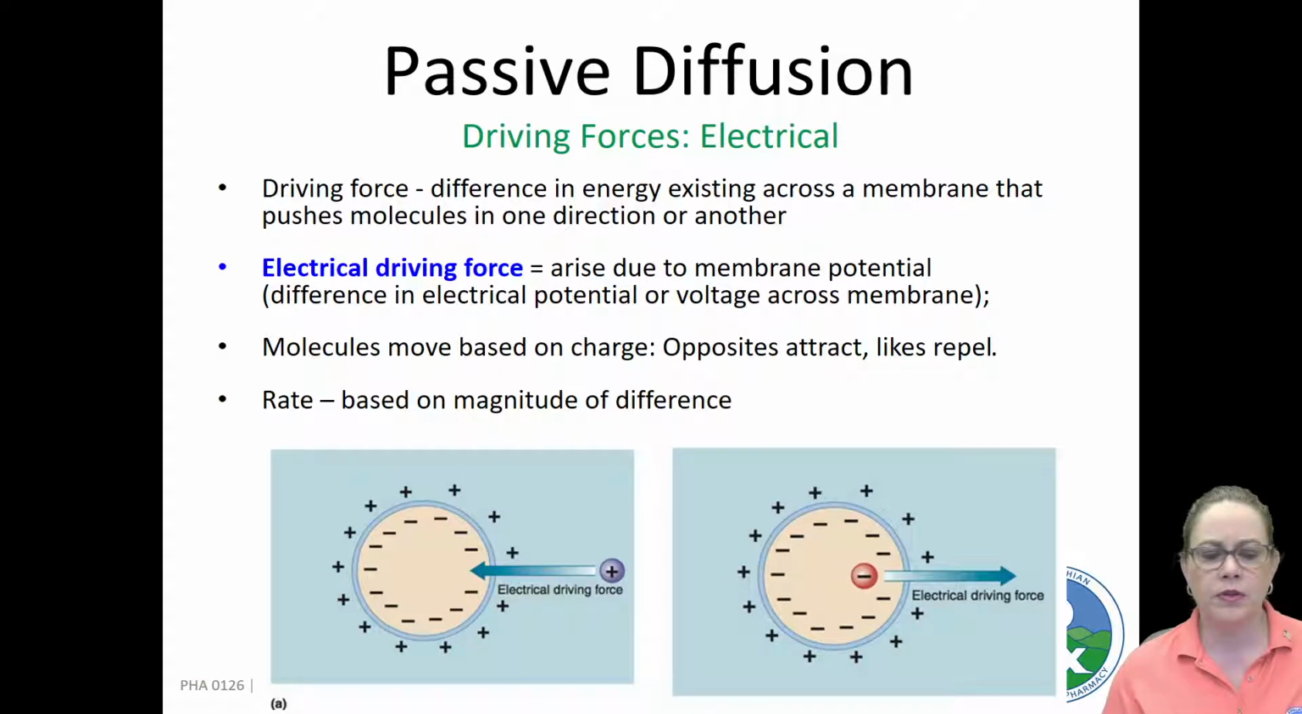With the electrical driving force, we're looking at the charge difference. Molecules are going to be attracted to the opposite charge. So something with a positive charge is going to want to be somewhere with a negative charge. Like charges repel. This happens when you work with magnets. The opposite poles attract. If you flip the magnet to where it's like charges, you feel that push against. They repel one another. So that's the same principle here.